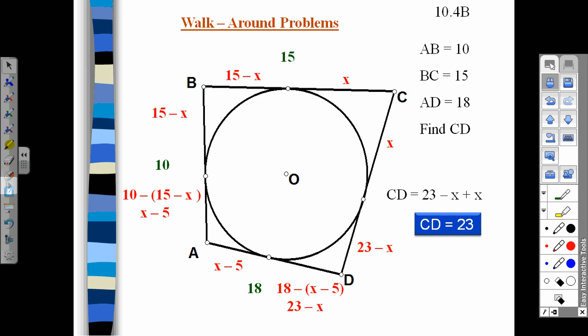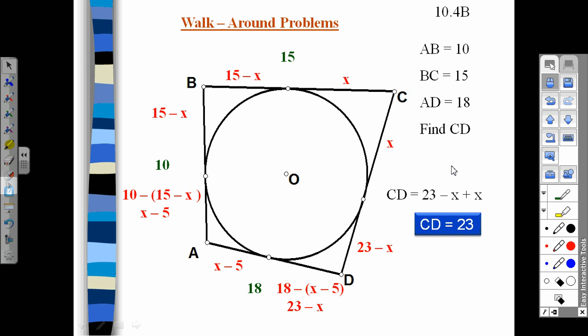Okay. So that's the first type of walk-around problem. Just remember, always start with one part of the side you're looking for. This isn't going to work very well if you start over there. Trust me, I've seen it happen before.